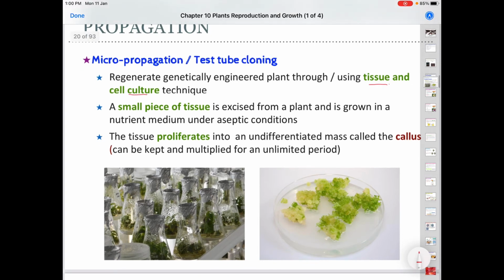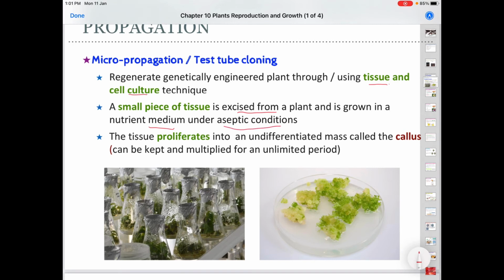So how do we do this micropropagation? Of course, we must conduct this experiment in the lab in a sterile condition, because these tissues are very fragile, and they need a very sterile condition in order to prevent any bacterial infection. A small piece of tissue is excised. It is taken from the plant and grown in a nutrient medium. We call it media.